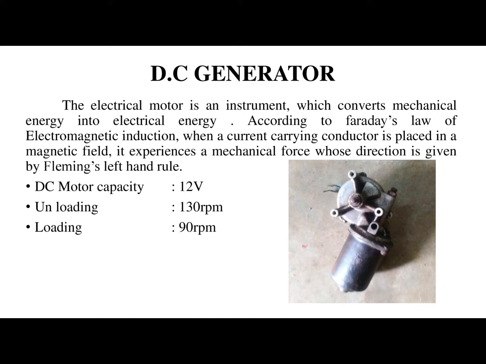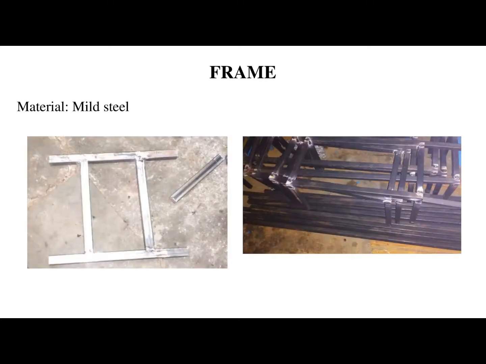DC generator: the unloaded speed is 1030 rpm and the loaded speed is 90 rpm. The electric motor acts as the generator. According to Faraday's law of electromagnetic induction and Fleming's right-hand rule, the mechanical force is converted to electricity in our project. The frame is made of mild steel.